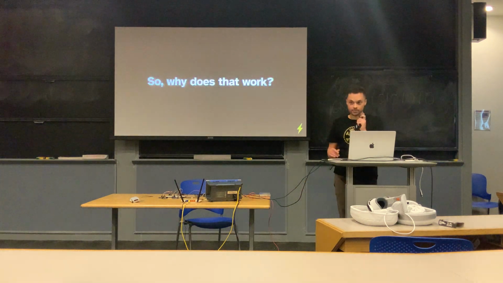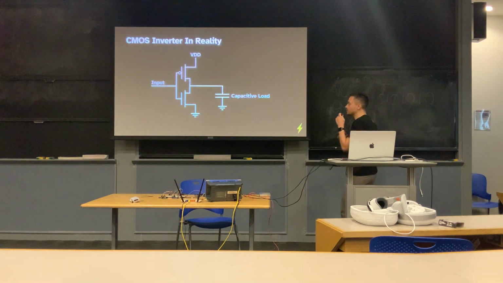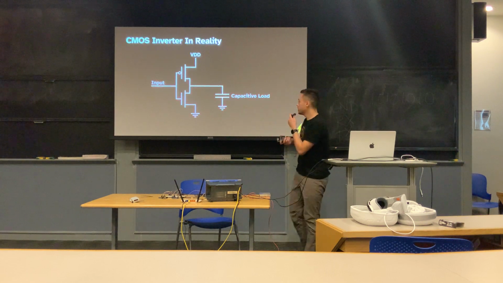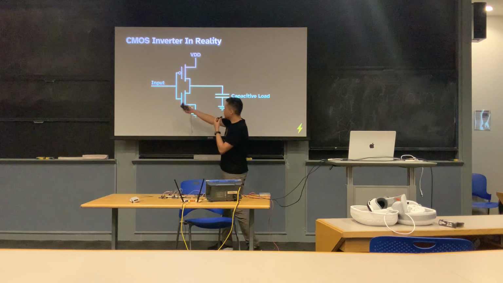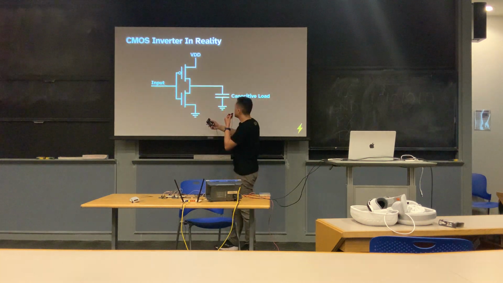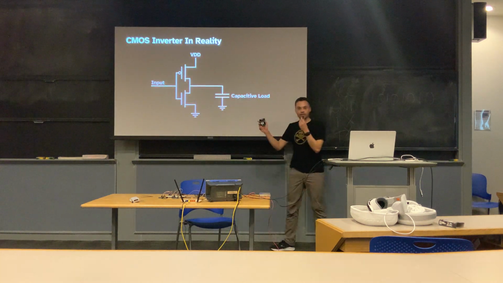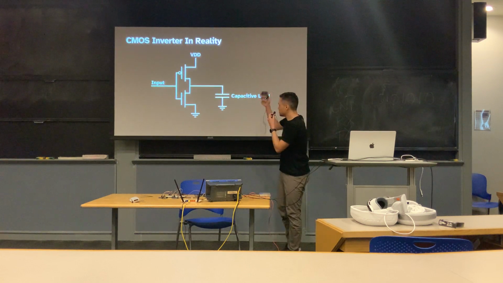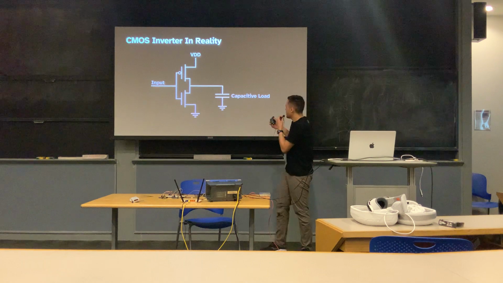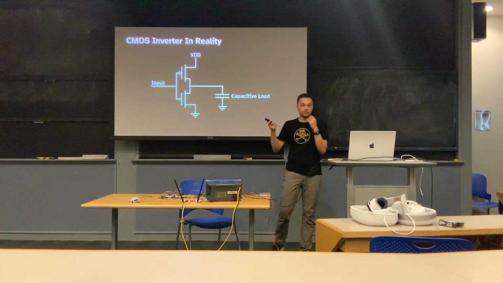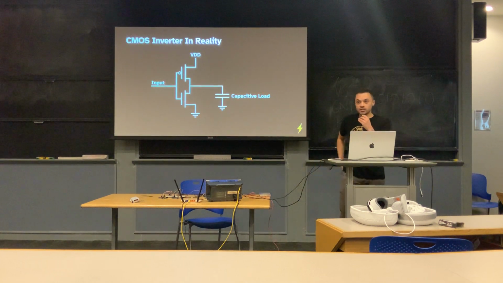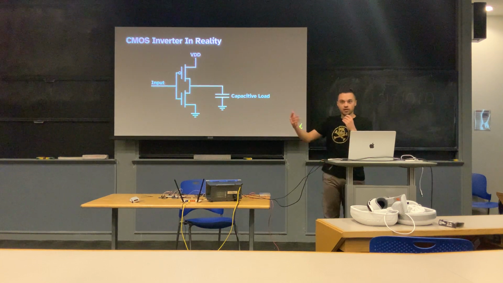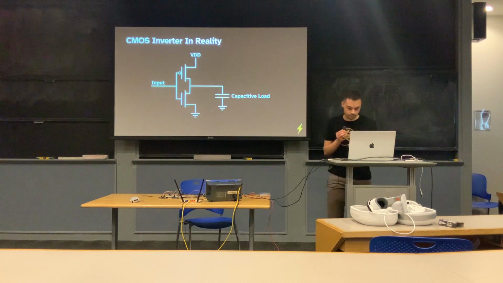Okay, so why does that work? Well, if you think about a CMOS chip, this is your quintessential CMOS inverter. You have an input, and then you have your complementary MOS transistors, and then this is that capacitive load I was talking about earlier. Whenever you're switching any type of CMOS circuit, there's always a capacitive load you have to charge or discharge. This is what makes circuits take time: you have to charge and discharge this parasitic capacitance.